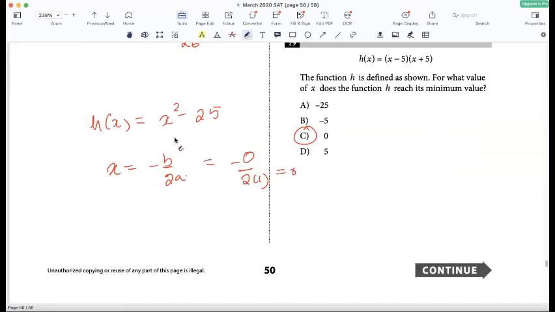There's another way you can approach this question. If the function h of x is x square minus 25, then we know that x square has to be greater than or equal to 0 because it's the square of a number. So x square minus 25 has to be greater than or equal to minus 25. So that means the minimum value of the function is minus 25, and that will happen when x is 0.